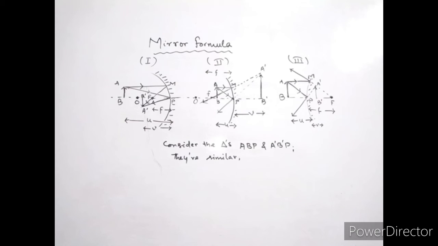Now consider the triangles ABP and A dash B dash P. They are similar. How are they similar? Both are right angle triangles, and the angle of incidence i is equal to the angle of reflection as per the laws of reflection. So we have angle APB equal to angle A prime PB prime. Both these angles being the same, the third angle has to be the same in both the triangles, and hence they are similar by the angle angle angle axiom. Now take the ratio A prime B prime by AB is equal to PB prime by PB. Now again, consider the other two triangles.